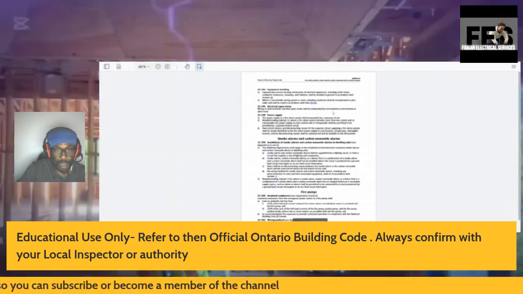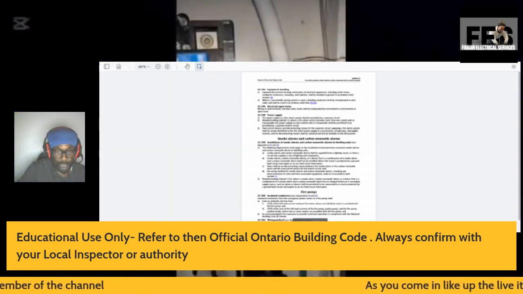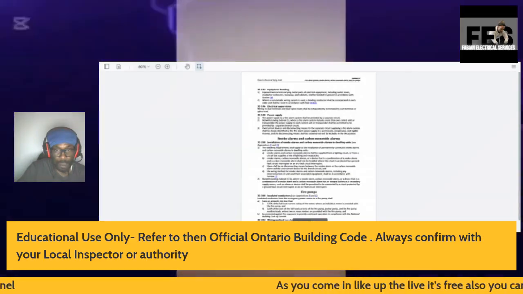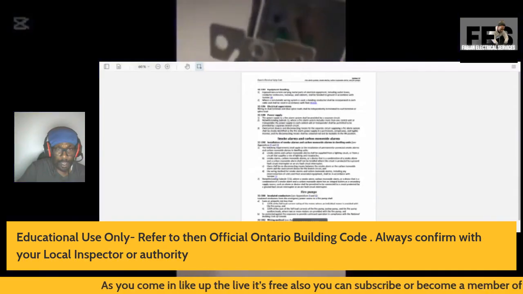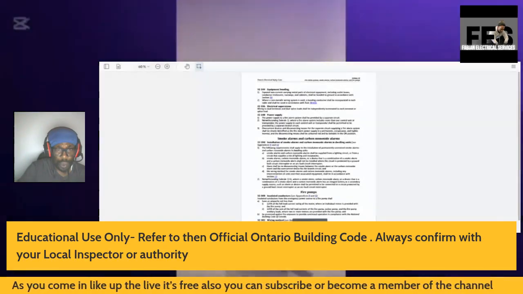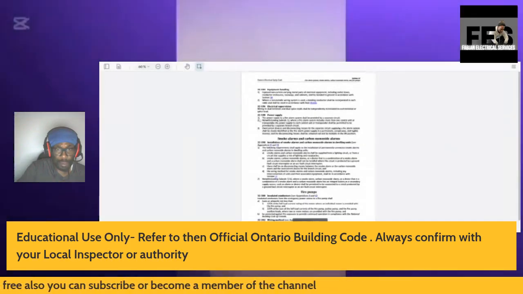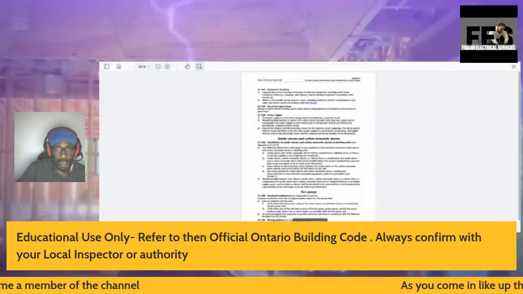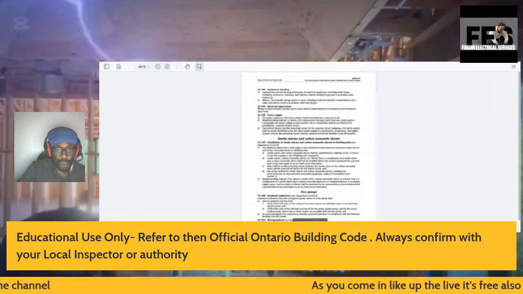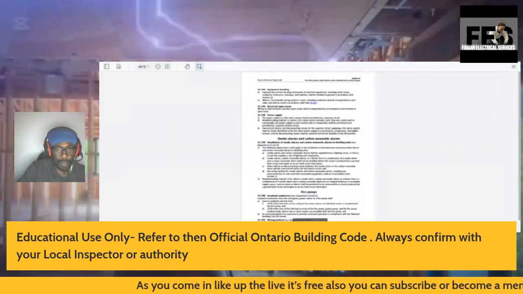So again, this is the fire alarm that it's referring to when it comes to the actual terminals. And then it goes on, 32-108 power supply. The power supply to a fire alarm system shall be provided by a separate circuit. So the power supply to a fire alarm system shall be provided by a separate circuit.